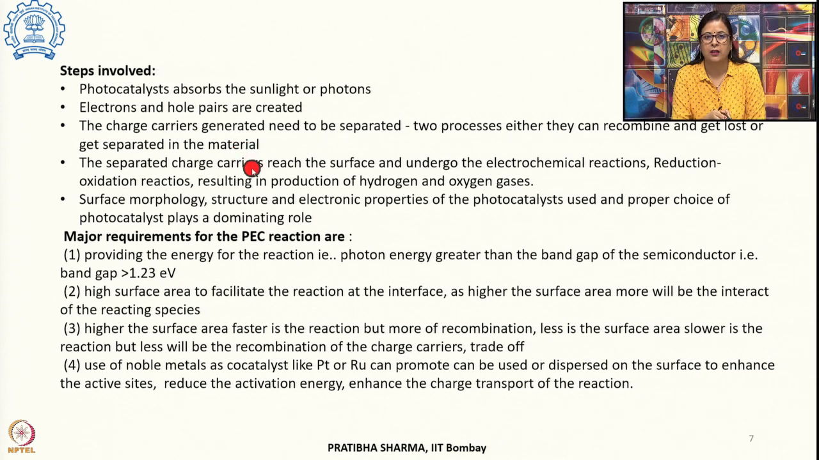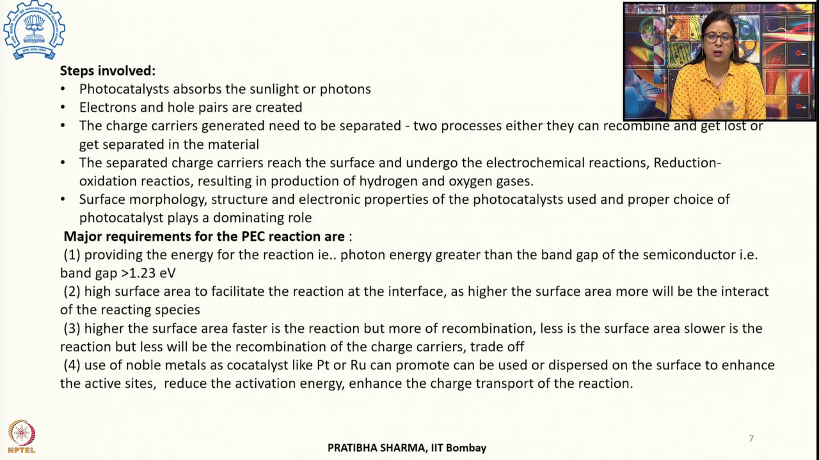Once they are separated, they reach the surface, and at the interface they undergo the different electrochemical reactions, which are basically reduction-oxidation reactions taking place at the interface, producing hydrogen and oxygen gases: hydrogen on the cathode side, oxygen on the anode side. Here the important things are the surface morphology, the structure, and the electron transport properties of the photocatalyst used. So, a proper choice of photocatalyst plays an important role in photoelectrochemical water splitting.